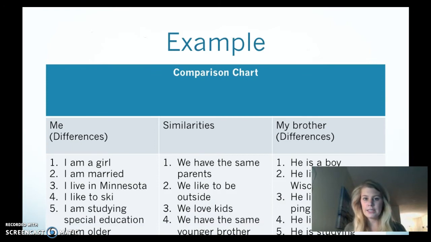So let's try it. Here's an example of a comparison chart. I have it for me and one of my brothers. So some similarities that my brother and I have are we have the same parents, we like to be outside, we love kids. For me, I am a girl, I live in Minnesota, I am the oldest. My brother, he's a boy, he lives in Wisconsin right now, and he is the middle child.